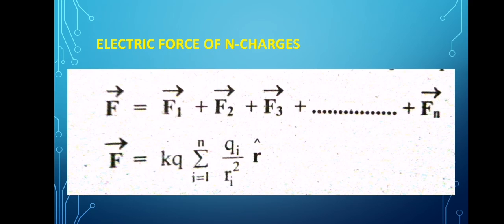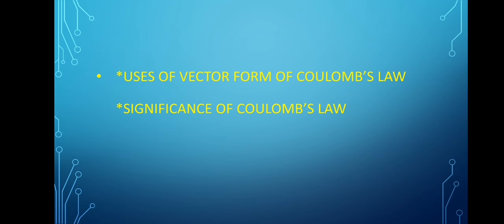Electric force of n charges. If we have an assembly of charges, meaning a collection of n number of charges in the presence of charge q, you can find the resultant force by adding the sum of all of these forces with the help of the principle of superposition. You can write this as F is equal to F1 plus F2 plus F3 and so on up to plus Fn, and by applying the summation you can find the total force.